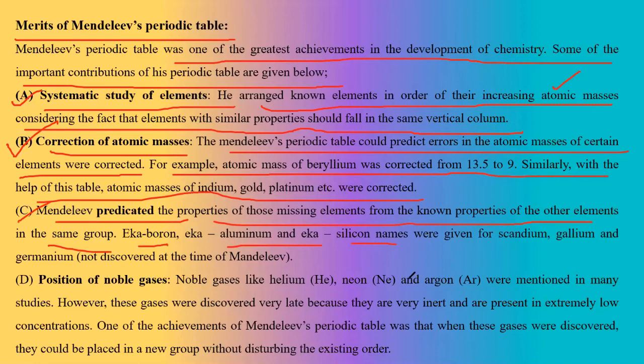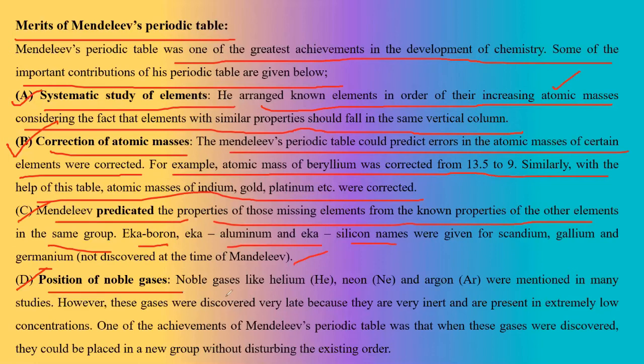Eka aluminum means elements which are similar to aluminum. Eka silicon means elements which are similar to silicon. Okay, these sorts of things were explained by Mendeleev, which were not discovered at that time. So before their discovery, they were explained by Mendeleev.